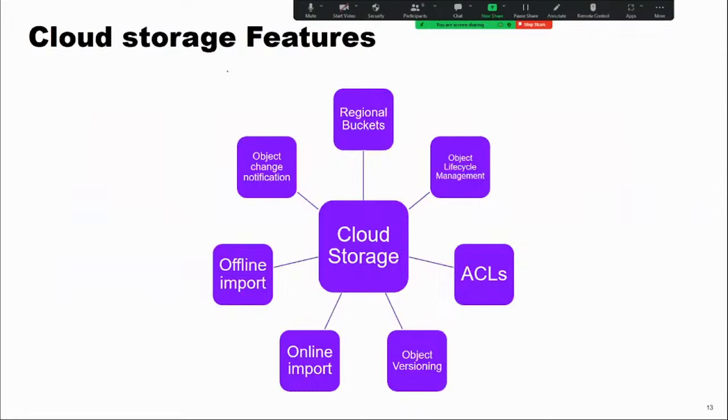Okay, so when we talk about all the features of Google Cloud Storage, we have all of these things, guys: regional buckets, object change notification. We can have ACLs, object versioning is there, online import, offline import, object lifecycle management. So these are all the features of GCS.